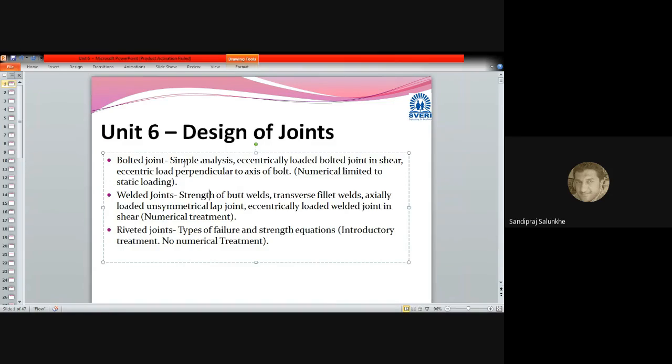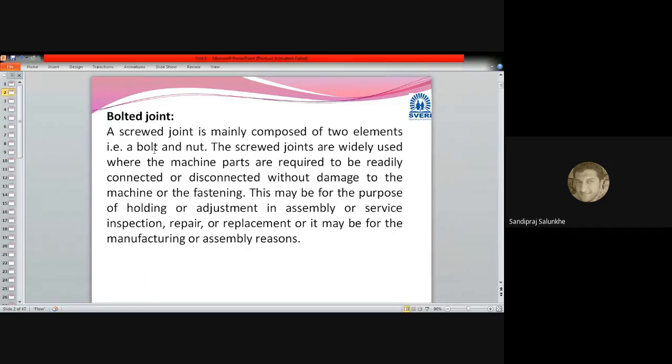Now, out of that, bolted joints are popular and widely used because of one advantage: when bolted joints are used, they can be easily dismantled and easily assembled too. Some disadvantages are also there, which we are going to see later on, but bolted joints are widely used joints.